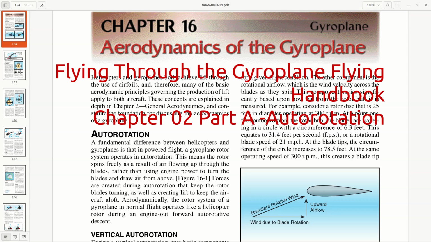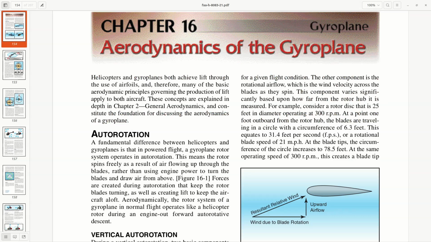In this video, we're going to look at the second chapter, which is technically chapter 16, on aerodynamics of the gyroplane. In particular, we are going to talk about autorotation. So what exactly is autorotation? Well, if you're flying a helicopter, autorotation is the thing that allows you to fly when your engine has failed. In the case of a gyroplane, autorotation is what allows you to fly in general.